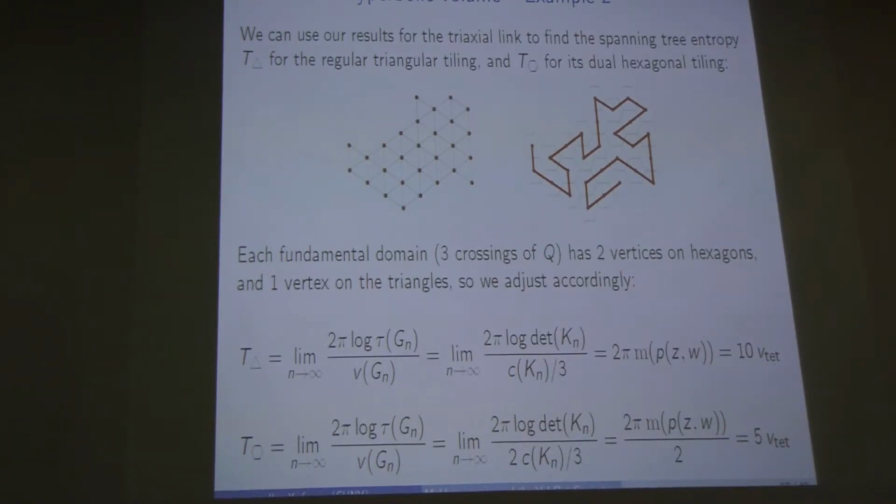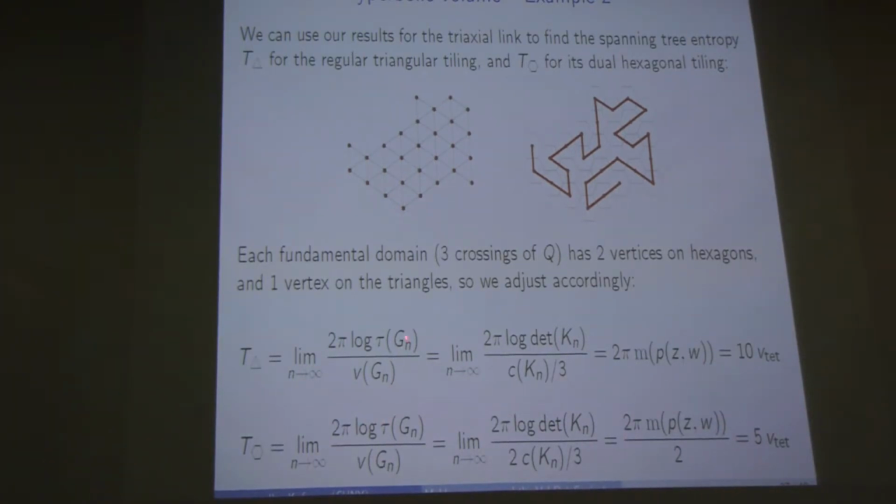So using the triaxial link, we can now find the spanning tree entropies for the other regular plane lattices. So for the regular triangular tiling, right, this will be this spanning tree entropy. And then there's a dual hexagonal tiling that has spanning trees there. So every fundamental domain that we saw has 3 crossings. Now we need to make an adjustment here, because of these 3, 2 are on hexagons and 1 is on the triangles. You can look back at the previous picture to check what I'm saying.